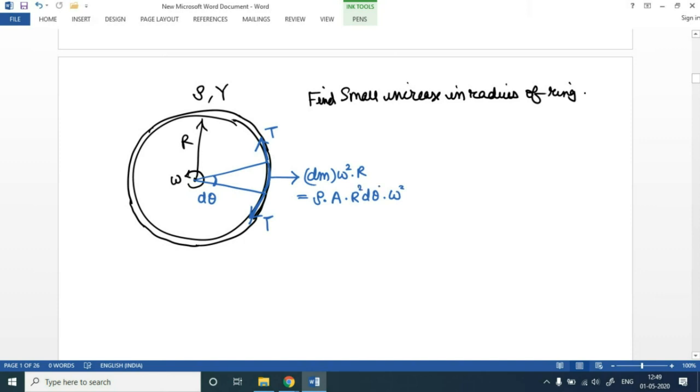So this would be something like this. Taking the force balance, the component of this tension toward the center and the component of the other tension toward the center, you should realize that is T sine d theta by 2.